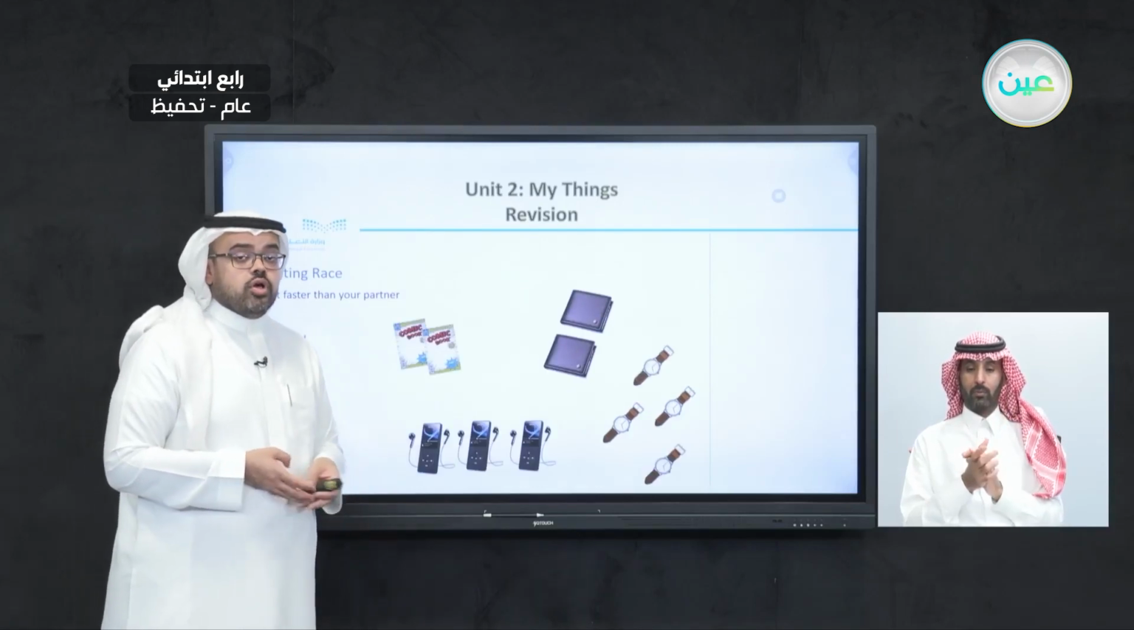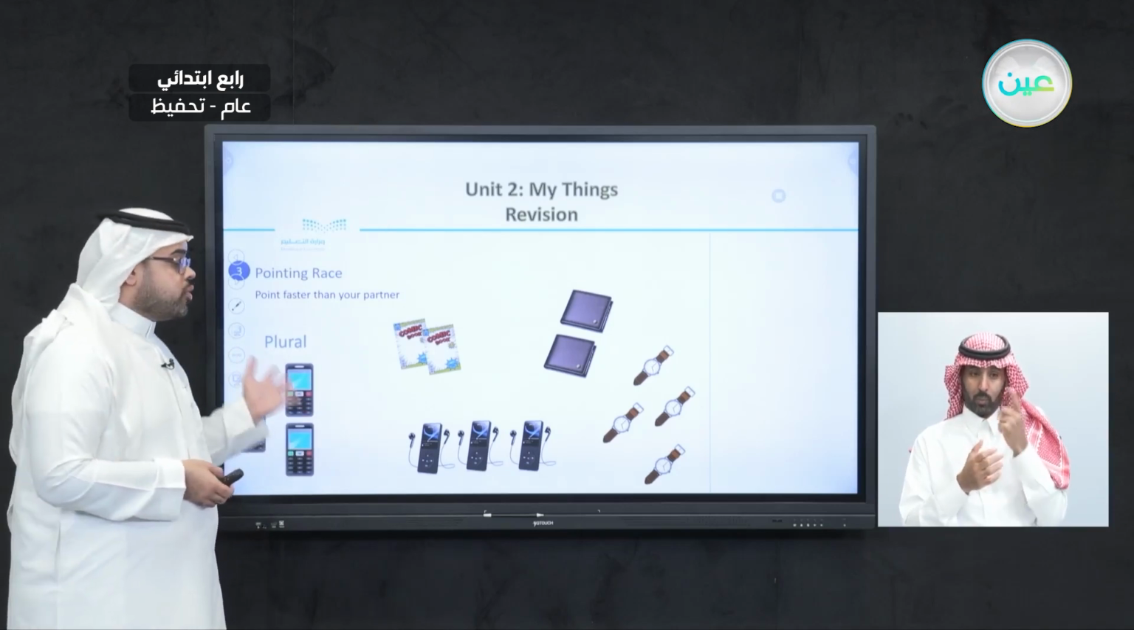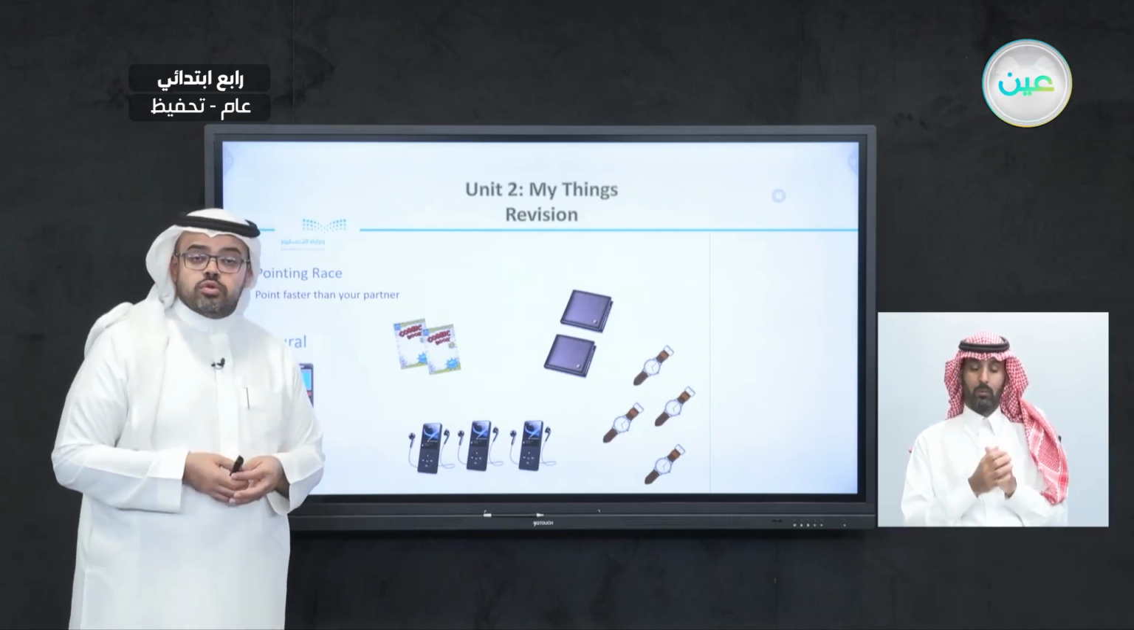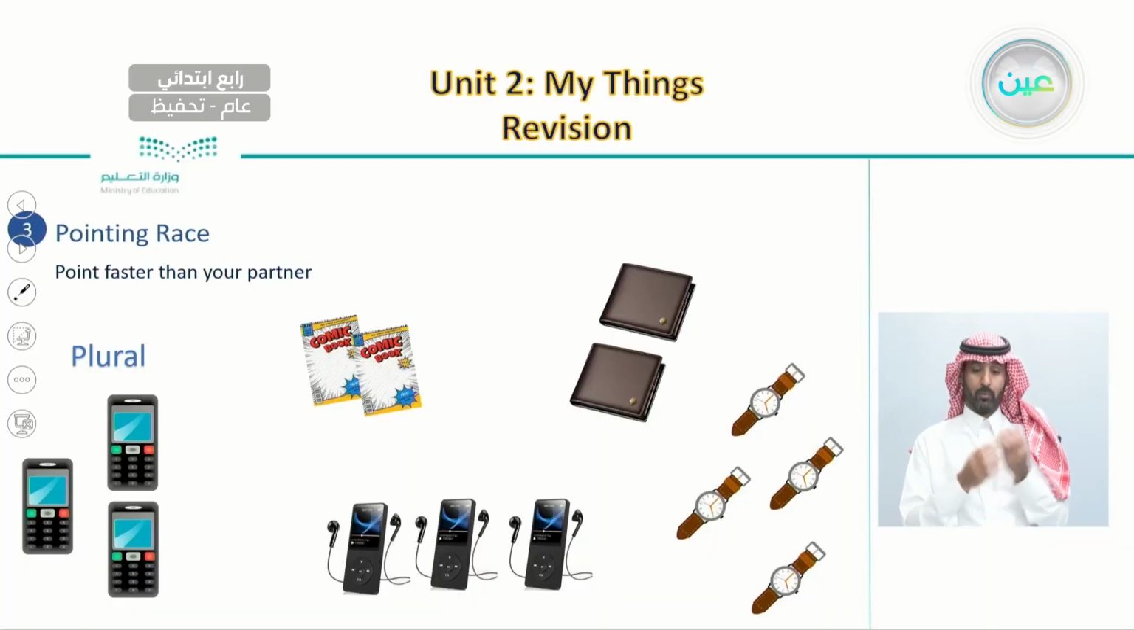Now the other level of this game or this race is called the plural, with the plural nouns. And what did we say? The meaning of plural? Plural means when we have more than one of these items. For example, here we have 3 phones, here we have 2 comic books, and 3 MP3 players, and 2 wallets, and also 4 watches. So we don't have one, we do have more than one. So this is what we mean by plural.